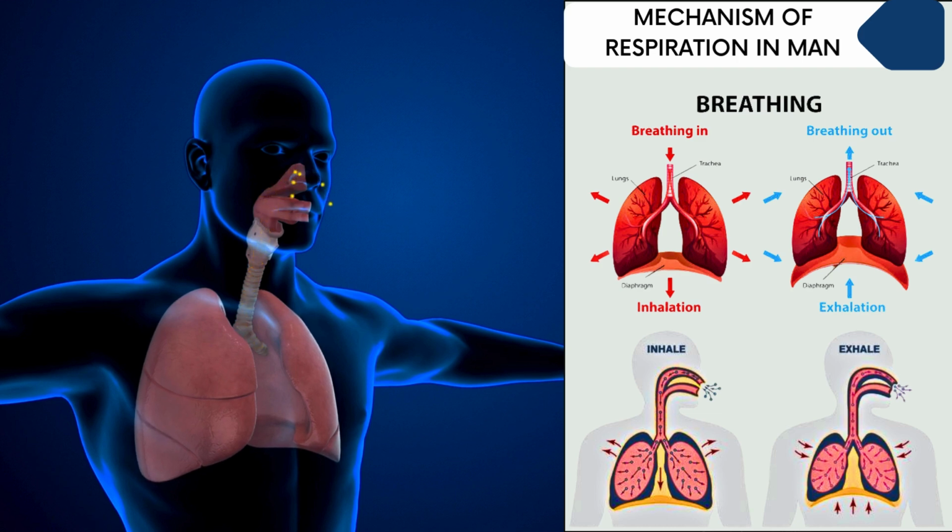The next stage or phase is the actual gaseous exchange. Now, inspiration is followed by gaseous exchange. Gaseous exchange takes place in the alveoli. Oxygen diffuses into the blood capillaries, and carbon dioxide and water vapor are able to diffuse out because the alveoli possess all the conditions necessary for respiratory surfaces.